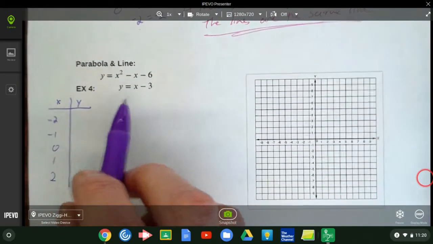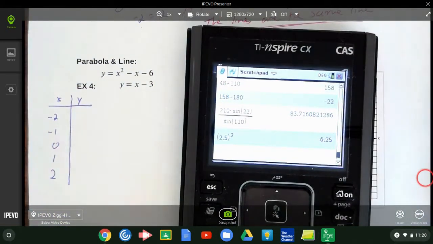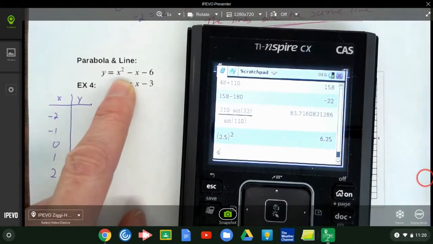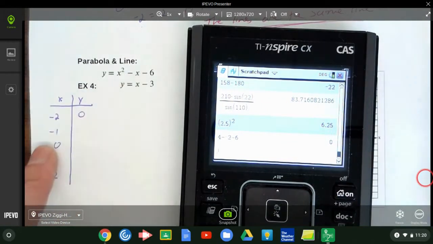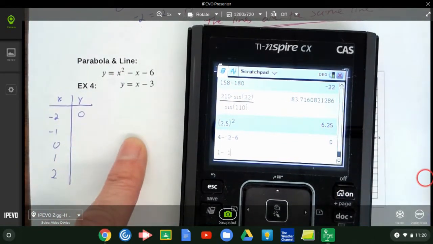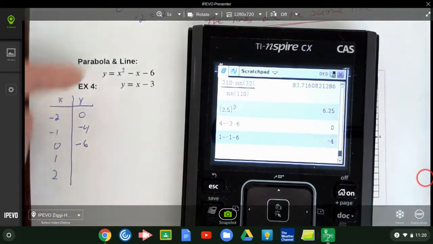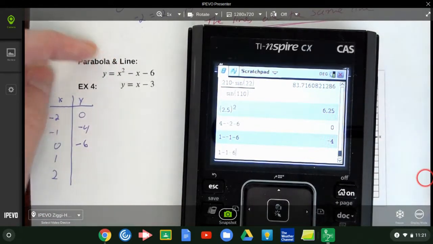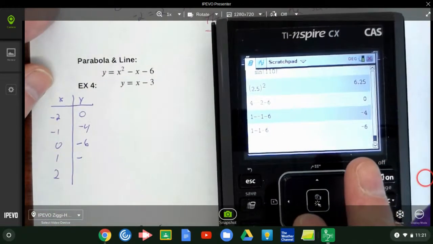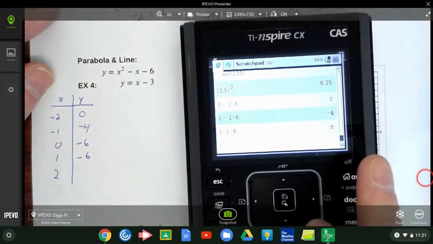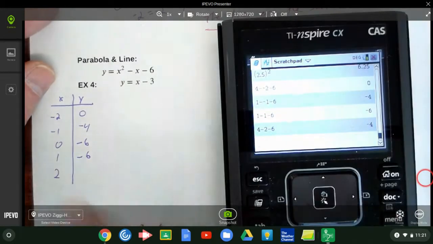In fact, you know what? I'm just going to go to my calculator. I know negative 2 squared is 4, minus a negative 2, minus 6, gives me 0. Negative 1 squared is 1, minus negative 1, minus 6, gives me negative 4. 0 will give me a negative 6, that one's easy. 1 minus 1 minus 6, negative 6 again, huh, interesting. And then 4 minus 2 minus 6, and I get negative 4.